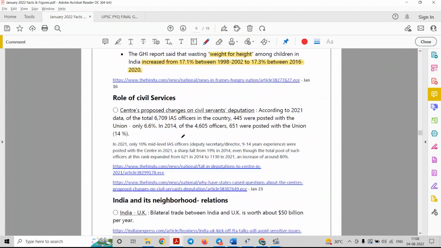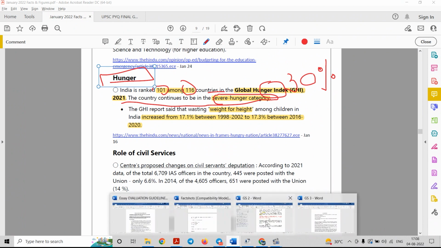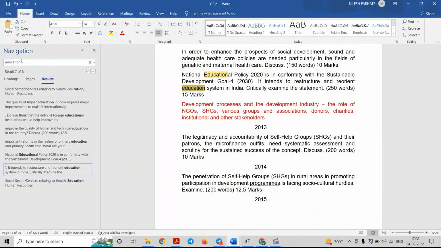So let us move to the next fact, that is hunger. Now we know that in the recently released report, the Global Hunger Index, India has ranked 101 out of 116 countries, right? So even though India considers itself self-sufficient in food production, we still have the largest population which is suffering from hunger, right? Okay, so we can utilize such facts in your main answers. If we consider the PYQ, let us find if there is a particular question related to hunger.